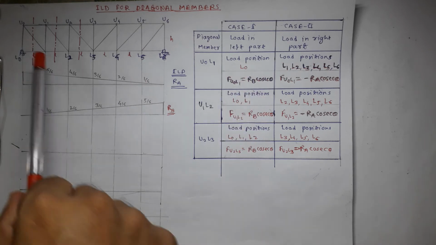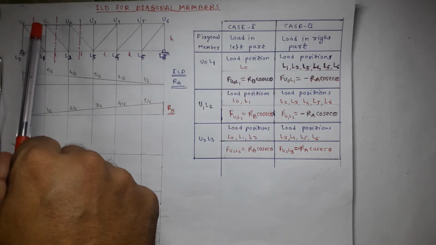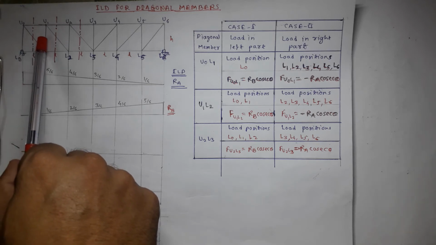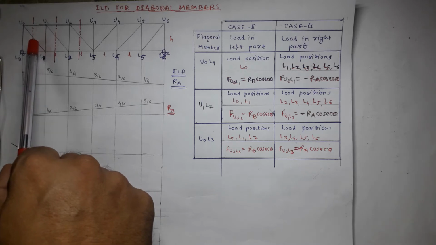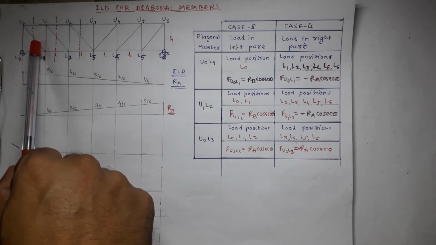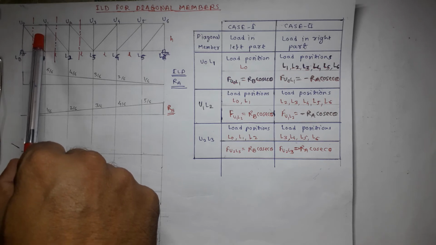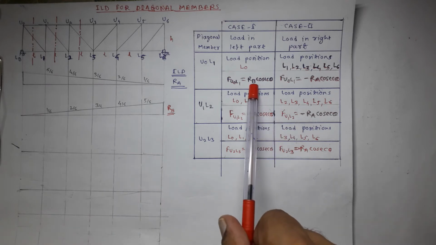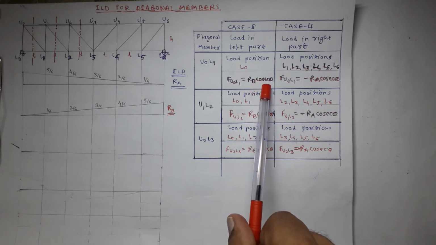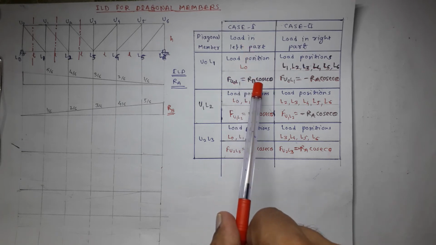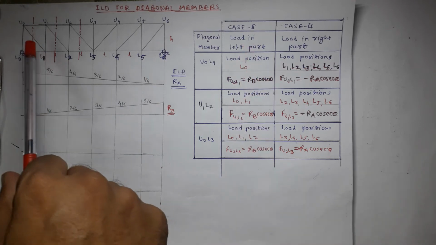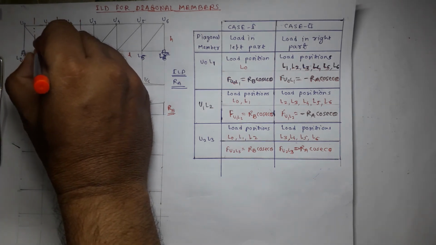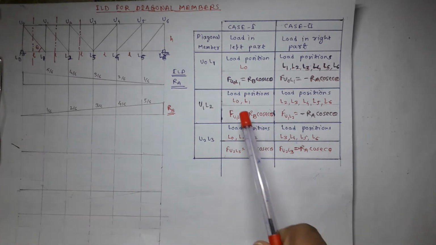It is because when the force in a vertical member is tensile, the force in the diagonal member is compressive. And when the force in the vertical member is compressive, the force in the diagonal member is tensile. So the force in a diagonal member is usually opposite to the force in the vertical member. So in the case of vertical members it was minus RB, here it is plus RB when the load is in the left part, and with cosec theta, because the member is inclined over here, and this angle theta is the angle made by the diagonal member with the horizontal. So it will be RB cosec of theta.